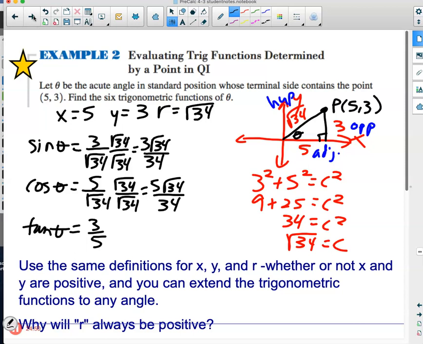And then we go to our secondaries: cosecant, secant, and cotangent.